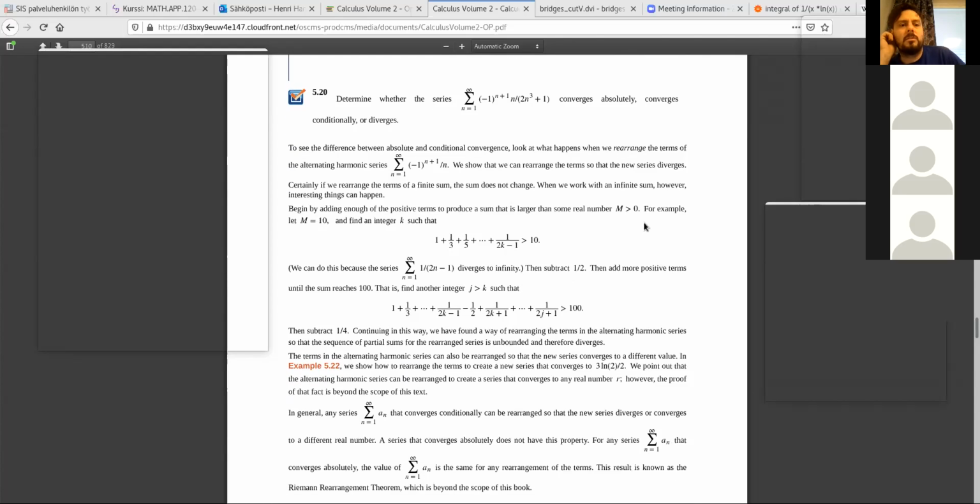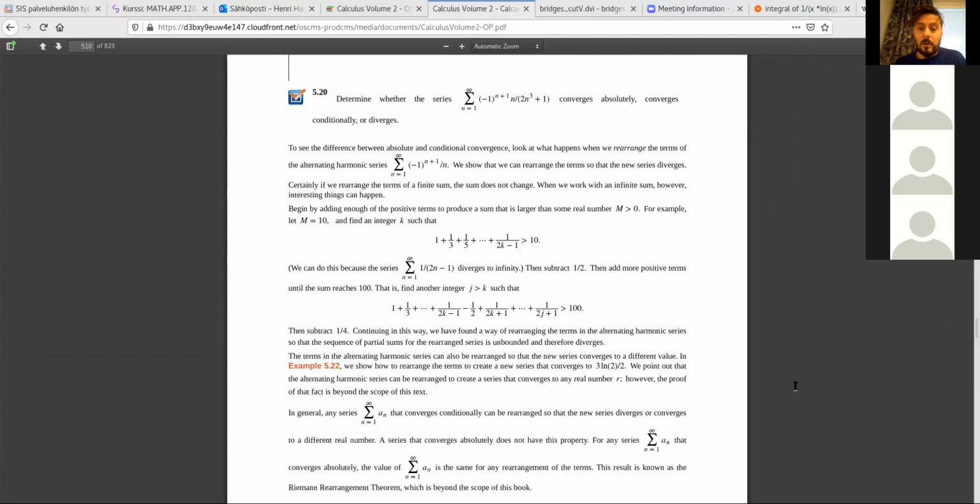Again, I'm not going to do this one, 520. Determine whether the series converges absolutely, conditionally, or it diverges. Let's look at the terms. It's an alternating sequence. We have n over 2n^3 plus 1. Okay. There we can use, let's say, comparison. n over 2n^3 plus 1 is smaller than or equal to 1 over n squared, because if we just take the 2n^3 plus 1, so 1 half times 1 over n squared.